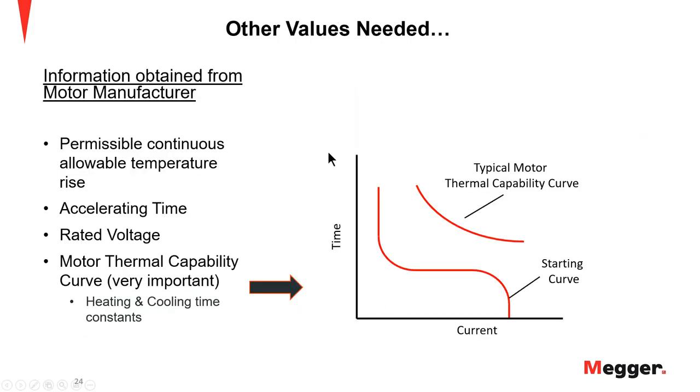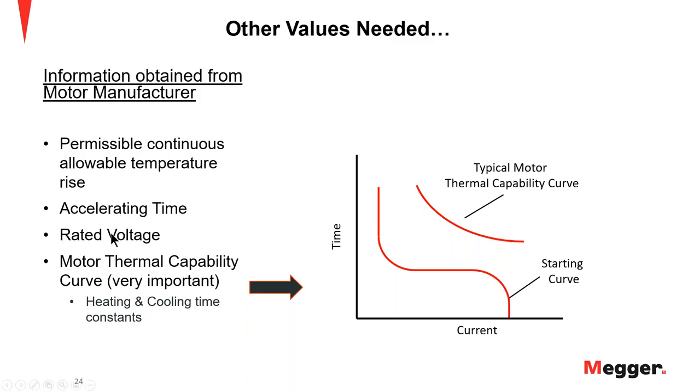Other information that we can get, and it's most of the time obtained from the motor manufacturers, is the permissible continuous allowable temperature rise. So what is it allowed to rise in temperature? Sometimes it's a 10-degree rise to be able to keep your insulation levels in operating conditions and not damage the motor. We also need the acceleration time. If you can get that information. If you have old motors that don't have any nameplates, or all the drawings are gone, then some of this information you're not able to get.